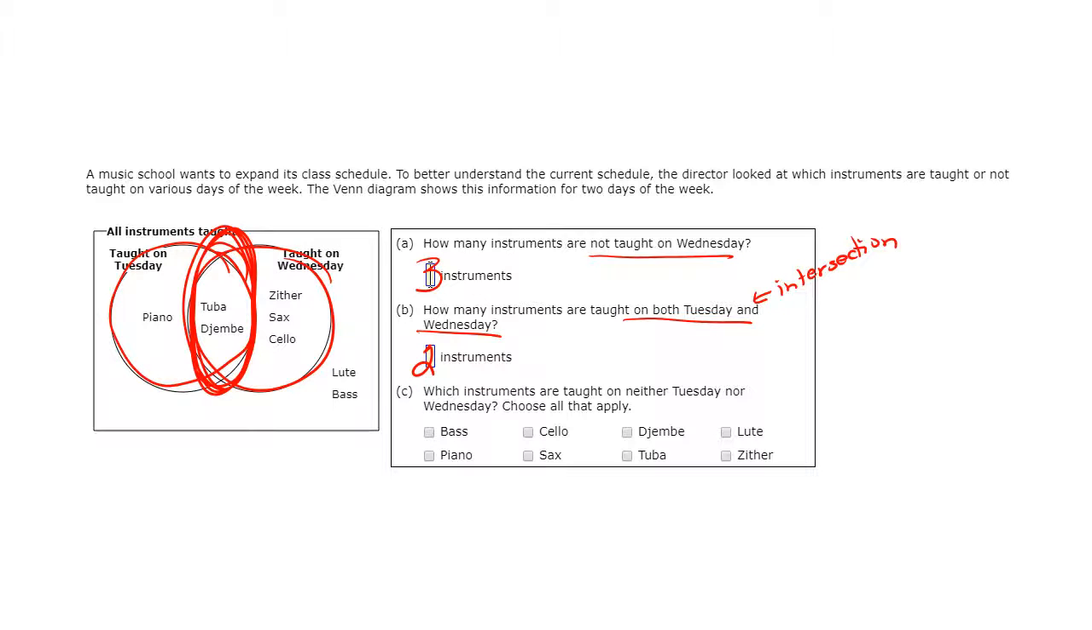And which instruments, last question, would be taught on neither Tuesday nor Wednesday? That would be these 2 little instruments outside of the circles. So that would be the lute and the bass.